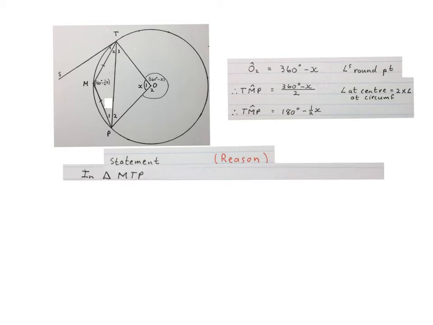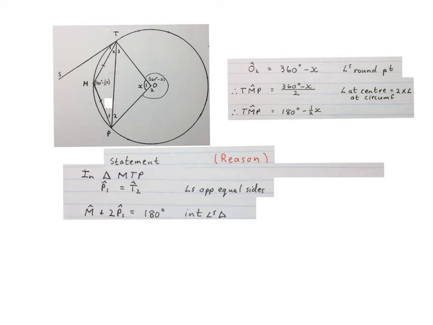Now we can go into the triangle. We say in triangle MTP, that triangle over there, we can say angle P1 is equal to angle T2. P1 is equal to angle T2, angles opposite equal sides of a triangle. I advise you to stop the video and just look at what we wrote. Angle M plus 2 times angle P1 is 180 degrees, interior angles of a triangle.